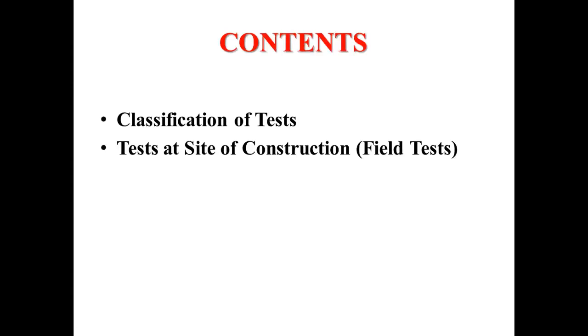So the contents we are going to cover: classification of the tests at the site of construction, or the field test, as another name. The other one is called the laboratory test. The field test at the site itself is called a rapid test. The second one is performed in the laboratory. It is a time consuming process. Then we give the authenticated report, which gives the quality control.